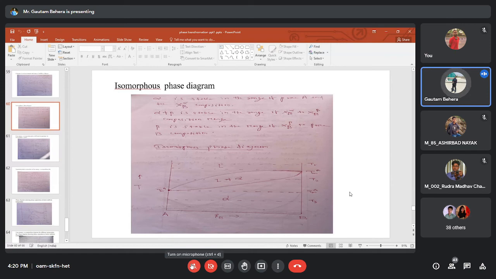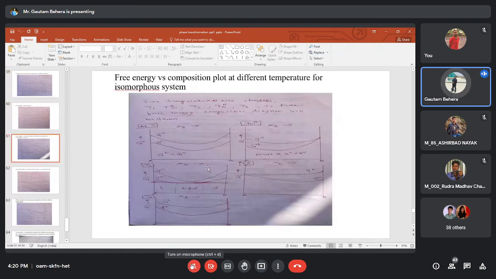Just opposite to which curve? First one, this temperature T1. The condition will be just opposite to T1, because you can see in T1, liquid was lower position and alpha was higher position. But in the last temperature, T3, alpha is lower, liquid is higher. I think you people have understood up to this, right?